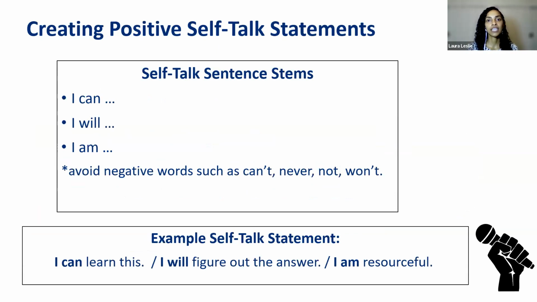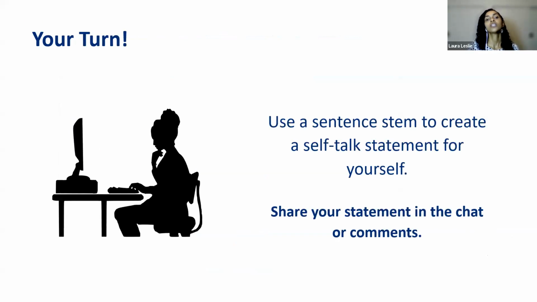Depending on your student's age, you can adapt the task. So you can, for example, ask small children, instead of self-talk statements, to think about something they're good at. Or instead of saying they're grateful, they can say something they like at home or at their school. So your turn, use a sentence stem to create a self-talk statement for yourself. I'm excited to hear what you come up with.